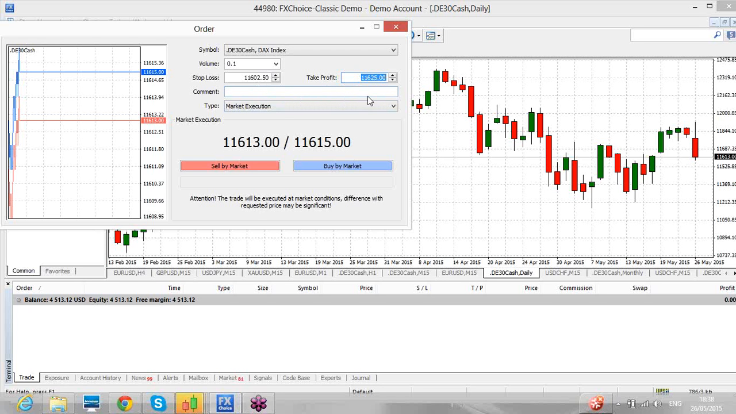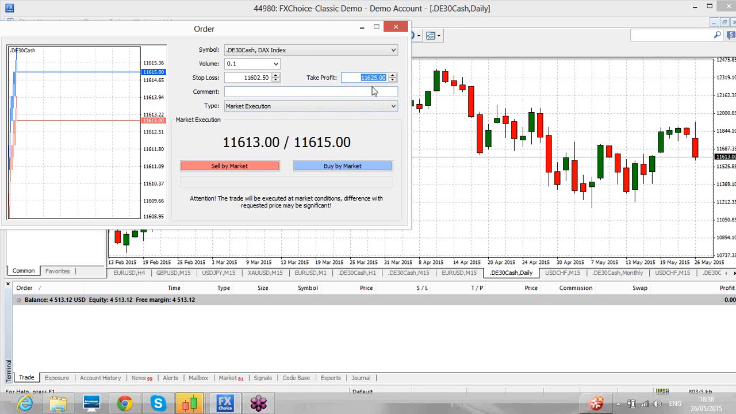So our take profit point here is 11625. Now the market's moving a little bit here, so we're 1 point off. But basically our risk reward ratio, we're risking 1 to gain 1. So we're risking 10 points in the market to try and get a profit of 10 points. That's a 1-to-1 risk reward ratio.